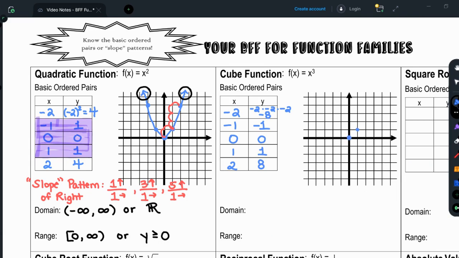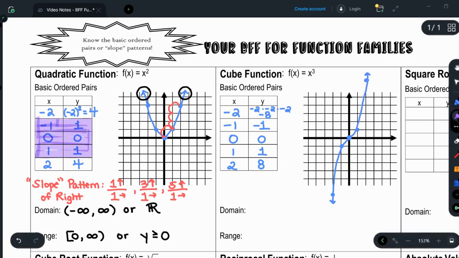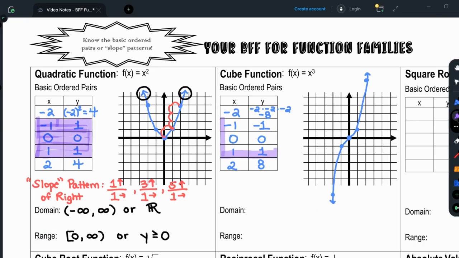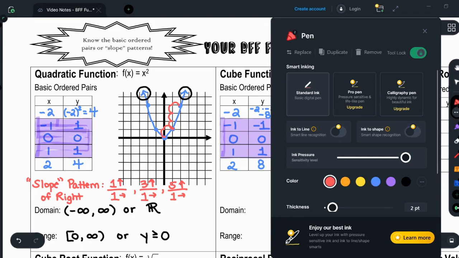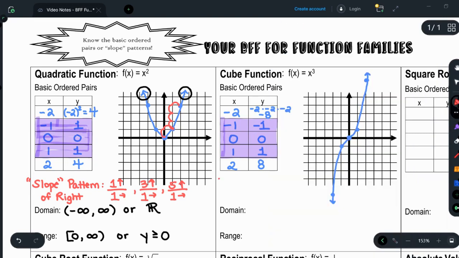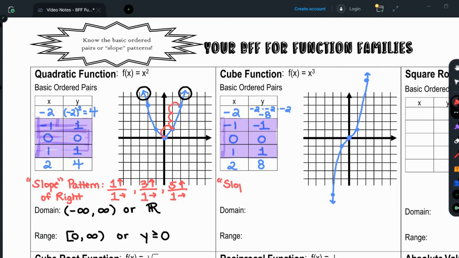So I'll go ahead and plot those points. Again, I might have to estimate the 8 because that's off my graph. But this gives me my cube function. To help you remember the cube function, you can remember those ordered pairs, the basic ones here that I'm highlighting. You can memorize those. Or you can memorize and use the slope pattern that's happening on the right side of your vertex. So let's look at that.